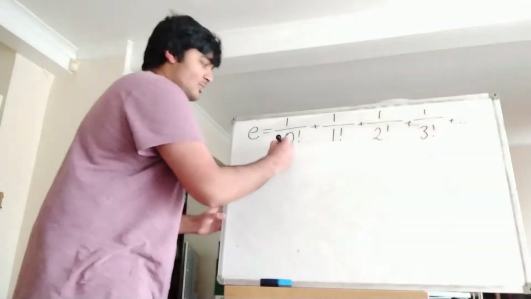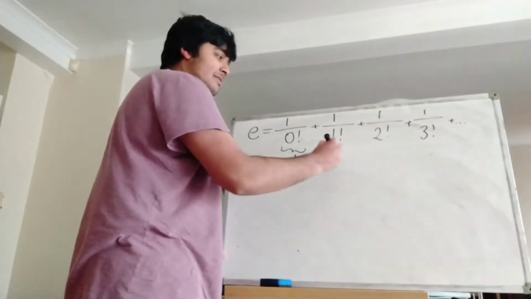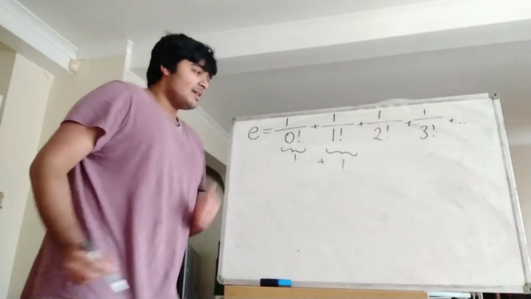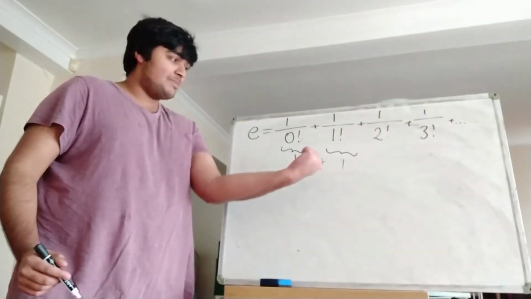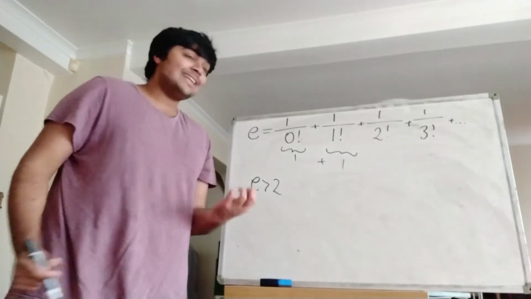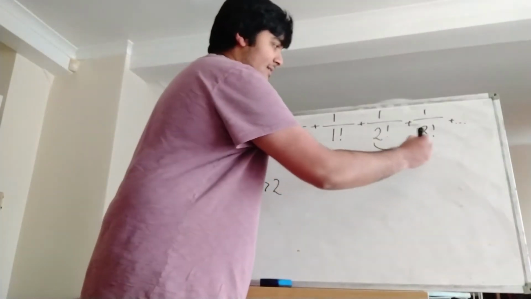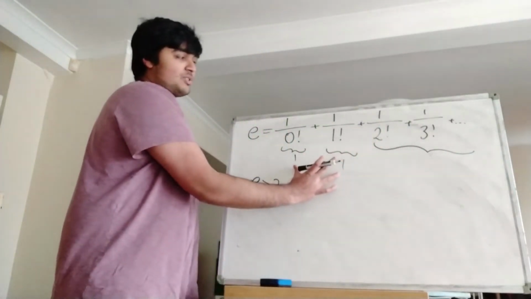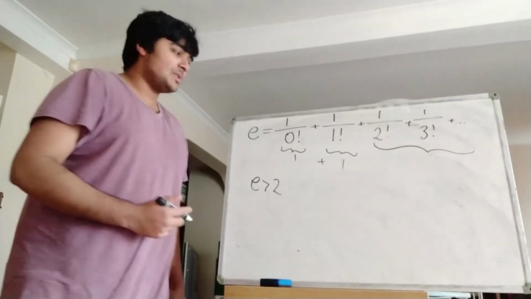Well, this term here is 1, because 0 factorial is 1, so 1 over 1 is 1. This term here is also 1, so we get 1 plus 1. And these terms here are clearly strictly positive, so we get that e is certainly bigger than 1 plus 1, so e is bigger than 2. But I claim also that e is less than 3. In other words, all the stuff after this 2 is less than 1. So this stuff here is less than 2, and that's not too difficult to see.